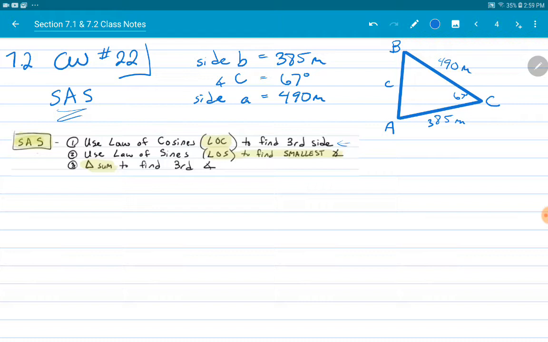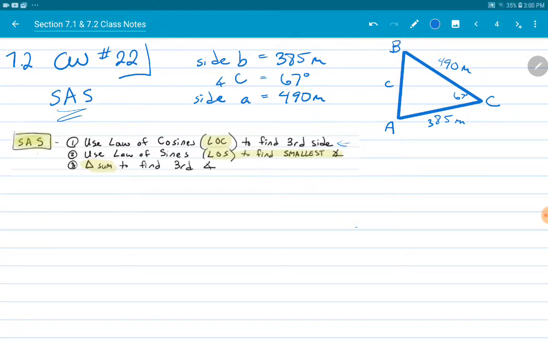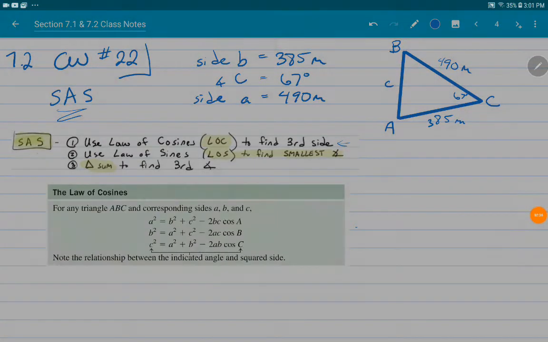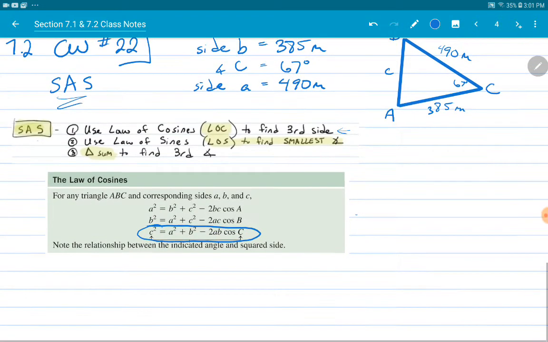If I don't have this little cheat sheet with me, I can think about my law of cosines. Since I'm looking for side C, I'm going to use this form right here. Remember, my unknown is always at the beginning or at the end. If I'm looking for a side, it's at the beginning. If I'm looking for an angle, it's at the end. I already know angle C, so this one is going to be at the beginning.